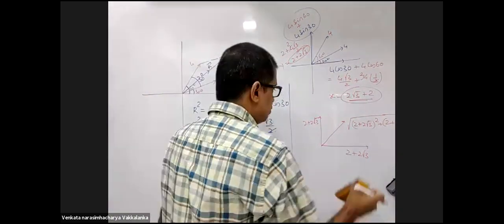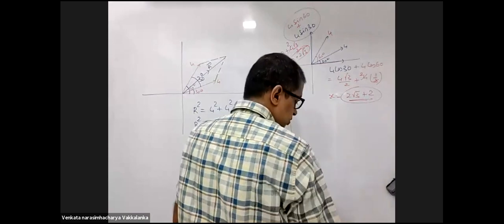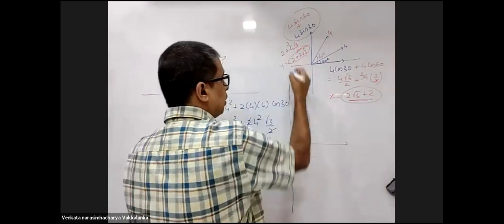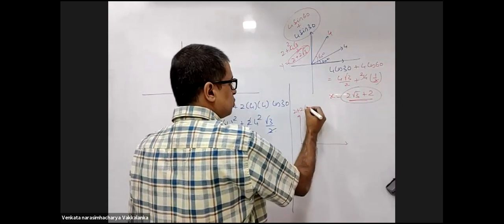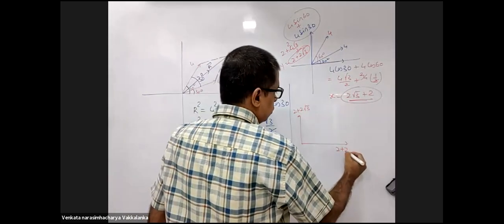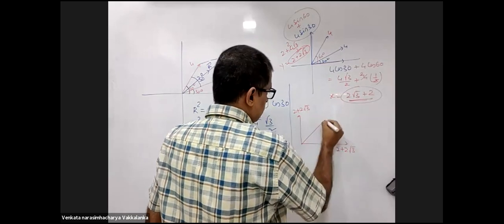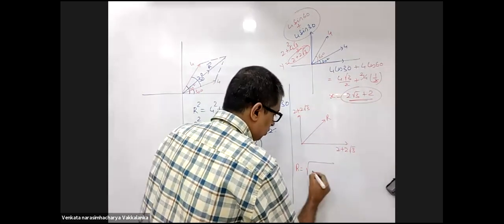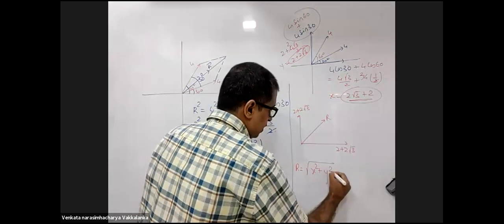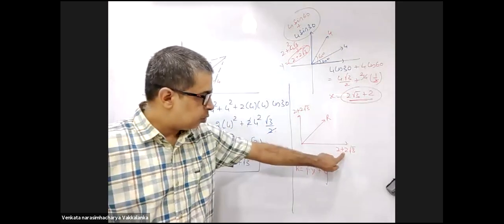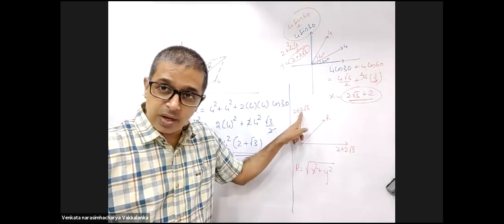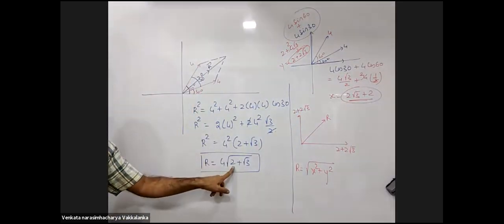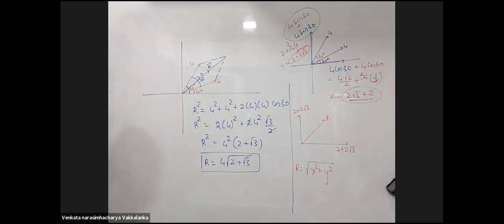You are not able to see that part of the board. One second, wait. You have converted this problem into 2 plus 2 root 3 here, 2 plus 2 root 3 here. Will I get the resultant R as root over of x square plus y square? Yes, sir. Can you square and substitute here and verify if you are getting this or not?